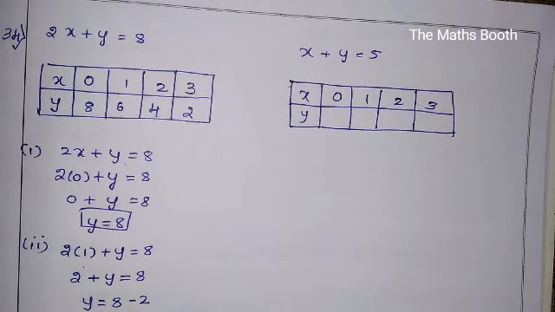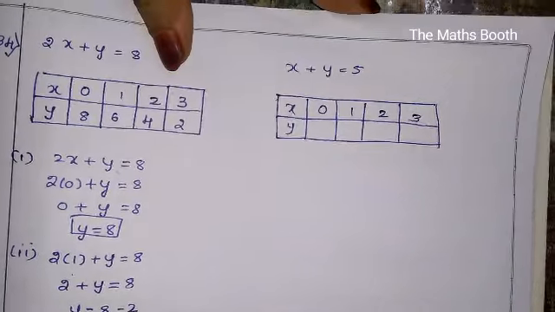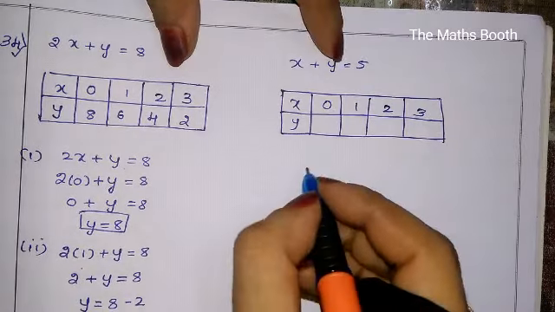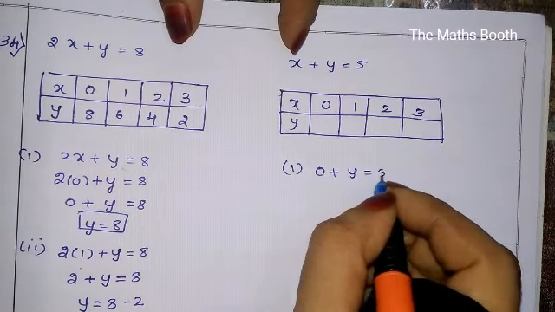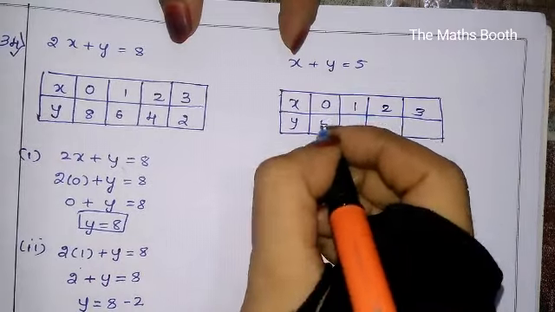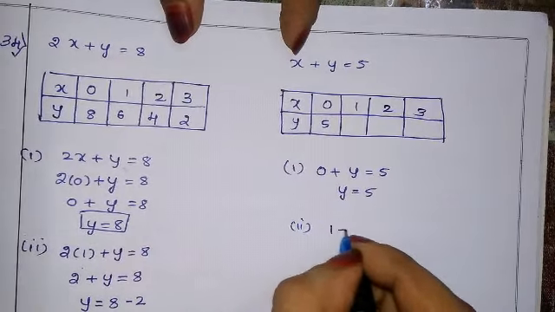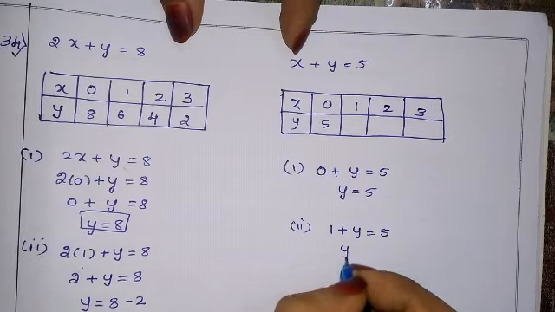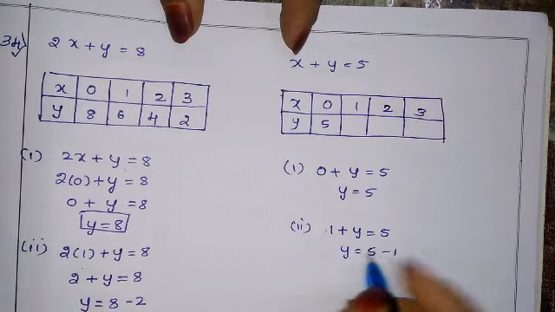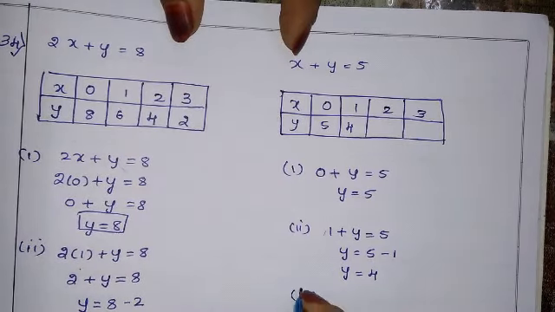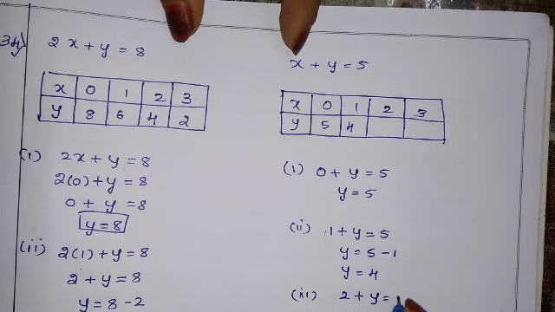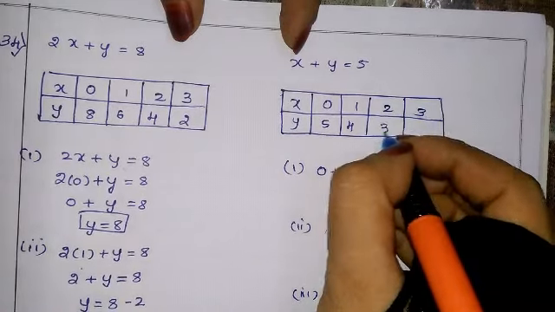Let us see now the values for the second equation. First one, x value will take 0. 0 plus y equals 5, y = 5. Second value, 1 plus y equals 5, y = 5 minus 1, it is 4. Then third value, 2 plus y equals 5, y = 5 minus 2, y = 3. 5 minus 2 is 3.